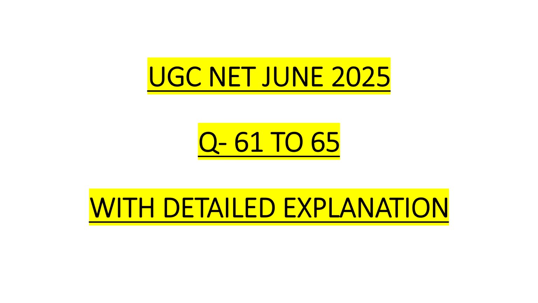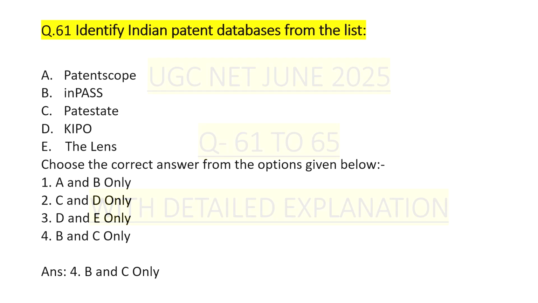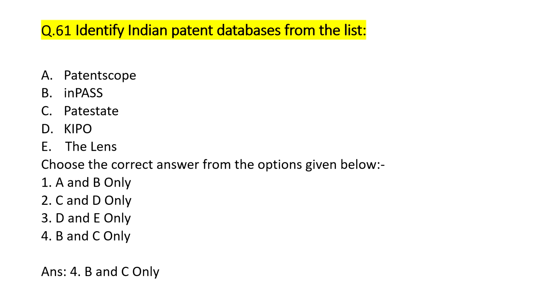So let's begin. Question number 61 is identify patent databases from the given list. Options are Patentscope, INPASS, Patestate, KIPO, The Lens. The correct answer is option B and C, that is INPASS and Patestate.